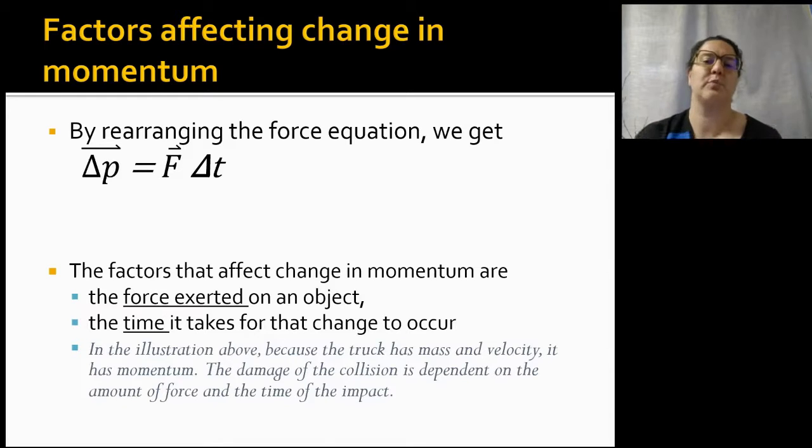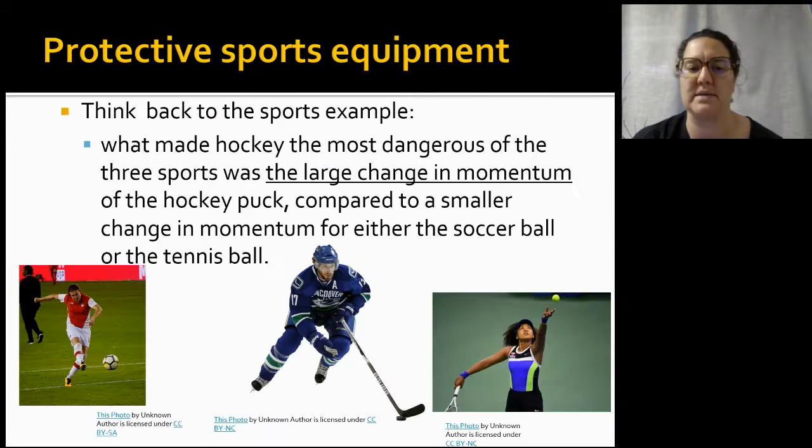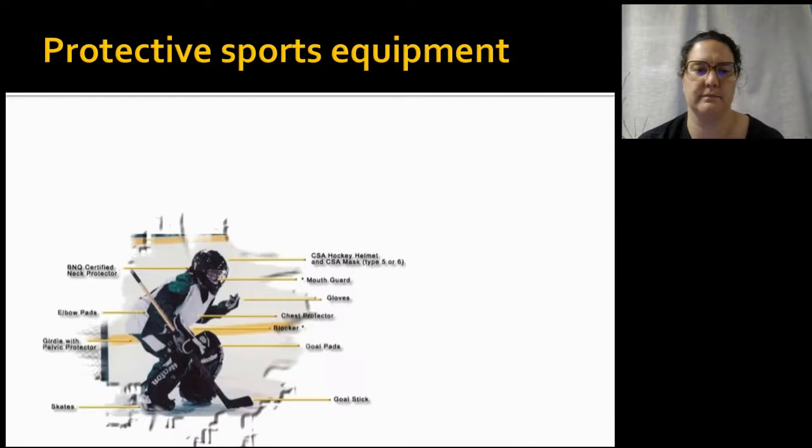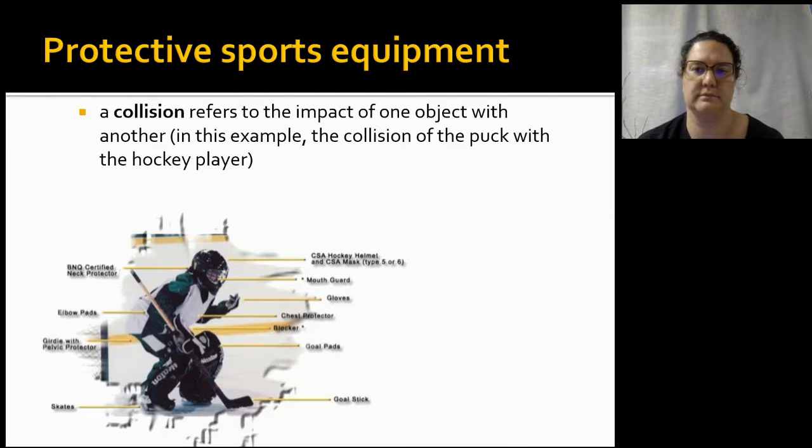If we think back to the previous sports example, what made hockey the most dangerous was the large change in momentum of the hockey puck compared to the smaller change in momentum for either the soccer ball or the tennis ball. They're also both flexible objects, which make that momentum change longer. A collision occurs from the impact of one object with another, and in this case, the collision of a puck with the hockey player. The greater the change in momentum, the more serious the damage of the collision.